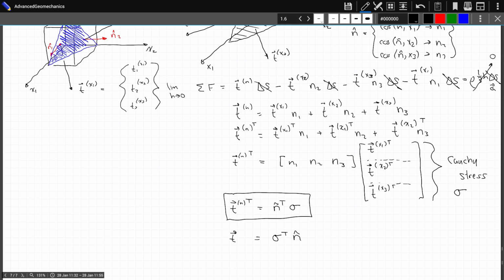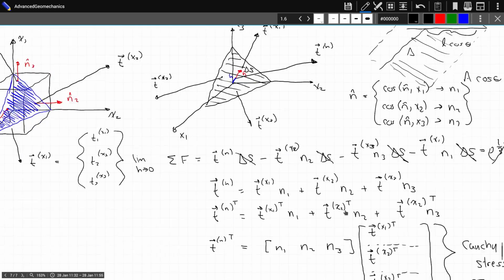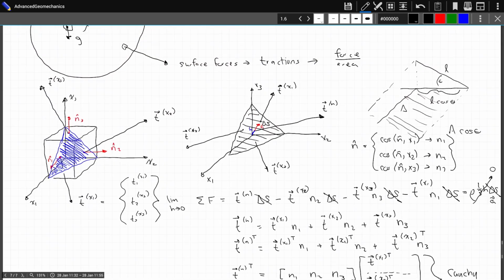Why do you think h tends to 0 there? Because it's a plane? Well, because it's an infinitesimally small tetrahedron. And first of all, we made that tetrahedron by drawing the planes, right? Just by drawing the planes. Then why are we considering the reaction tractions in the equilibrium force equation?